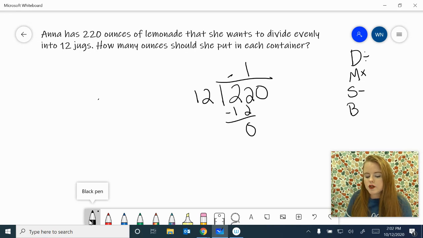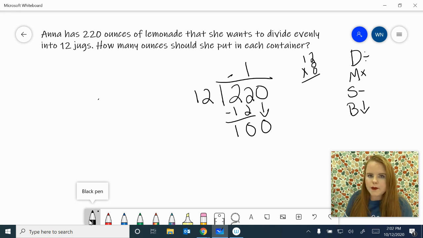2 minus 2 is 0. 2 minus 1 is 1. And then bring down. If I don't know my division facts or my multiplication facts, this is going to get pretty hard. So I know that 12 times 5 is 60, and 12 times 12 is 144. So it's got to be in there somewhere. I'm going to guess that it's 12 times 8.